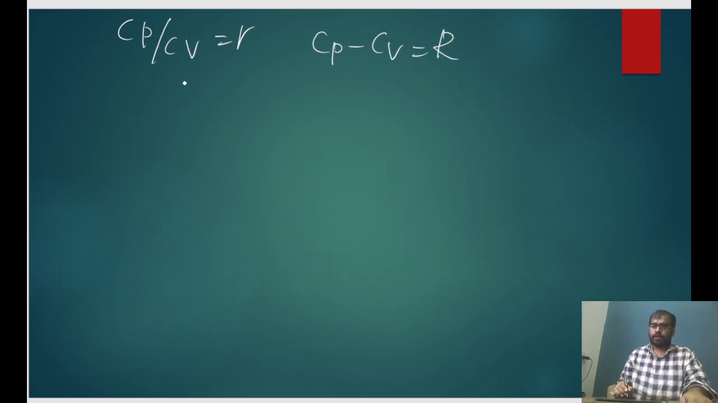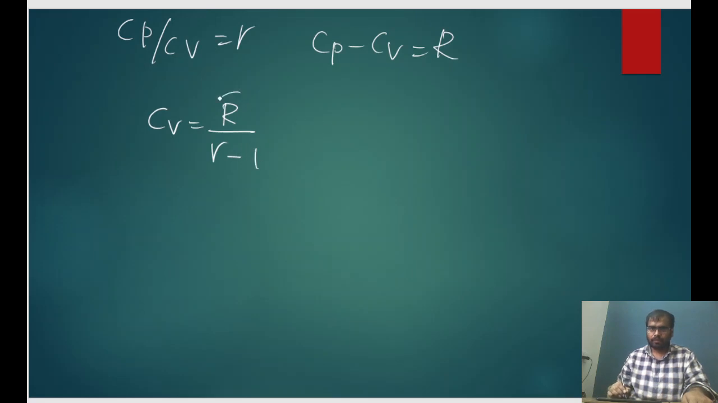The next concept here is van der Waals gas equation. Before going to the van der Waals gas equation, we should know some Cp and Cv values for different gases. I hope everyone knows this formula. Cp by Cv is equal to gamma, and Cp minus Cv is equal to R. Here one more formula is there: Cv is equal to R by gamma minus 1.